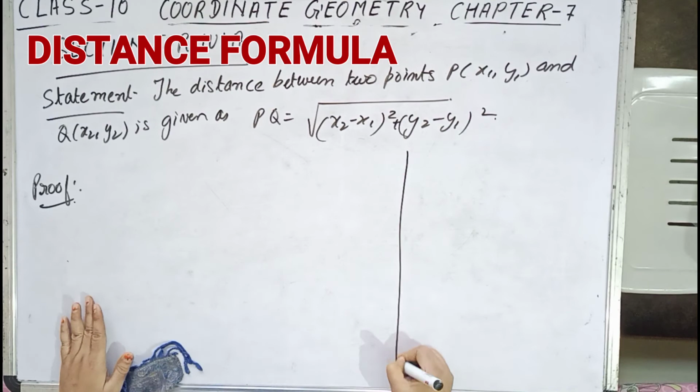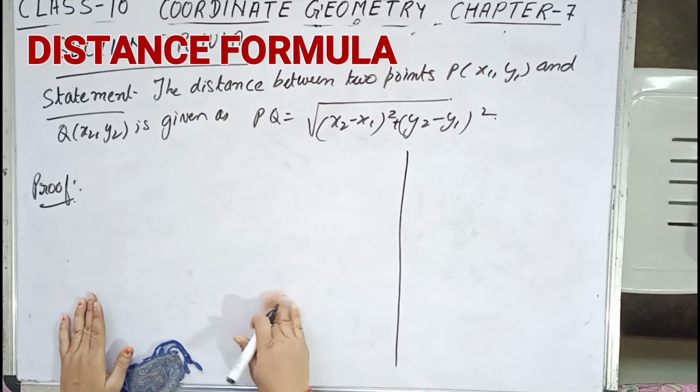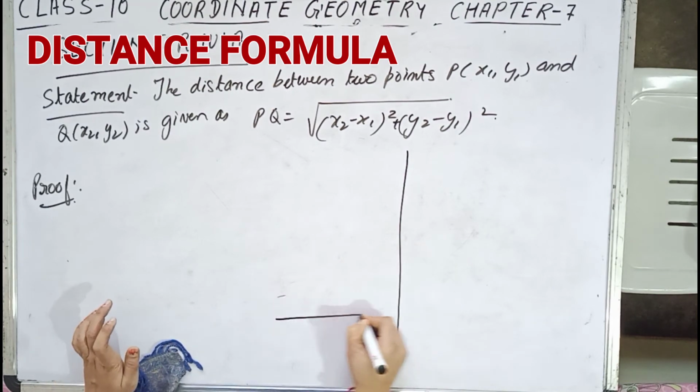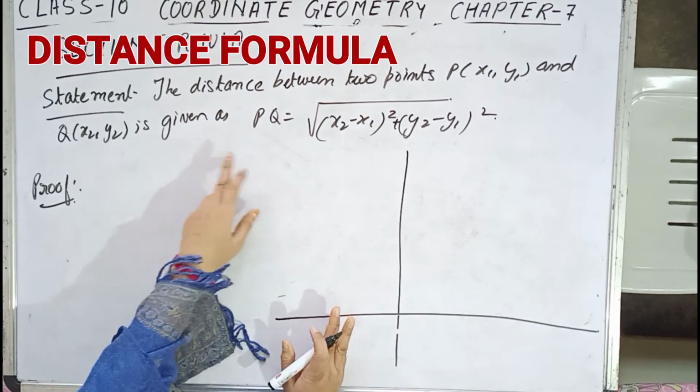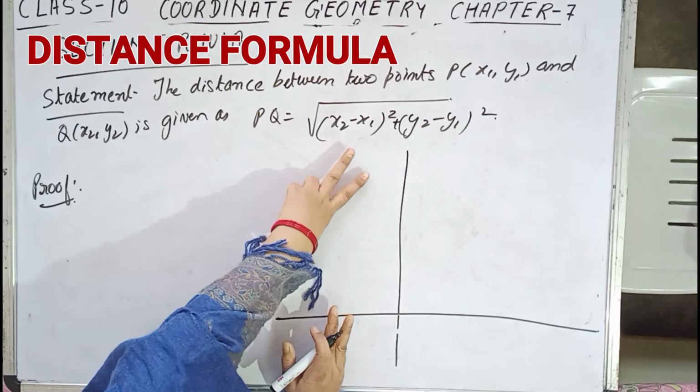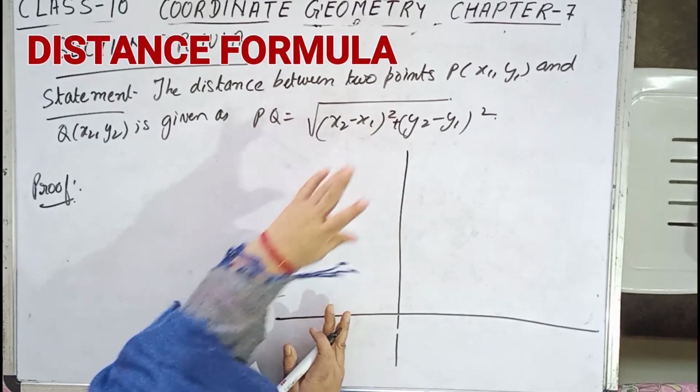I cannot say that it never comes, but till now it has not come. So the distance between the 2 points we have to prove is under root of (x2 minus x1) whole square plus (y2 minus y1) whole square.